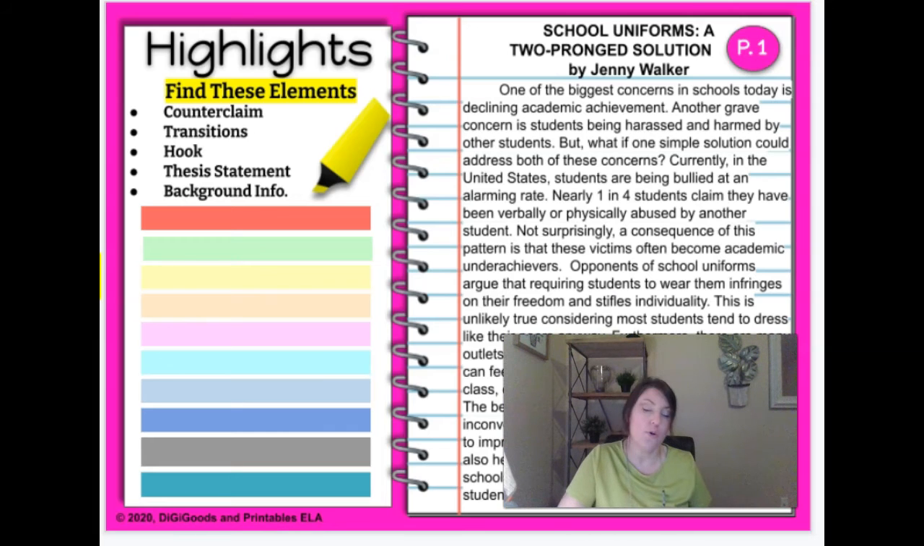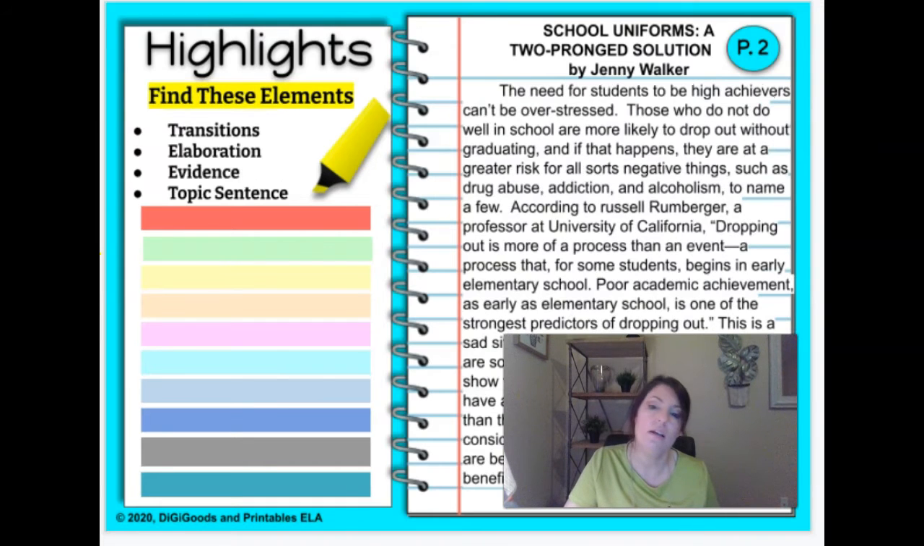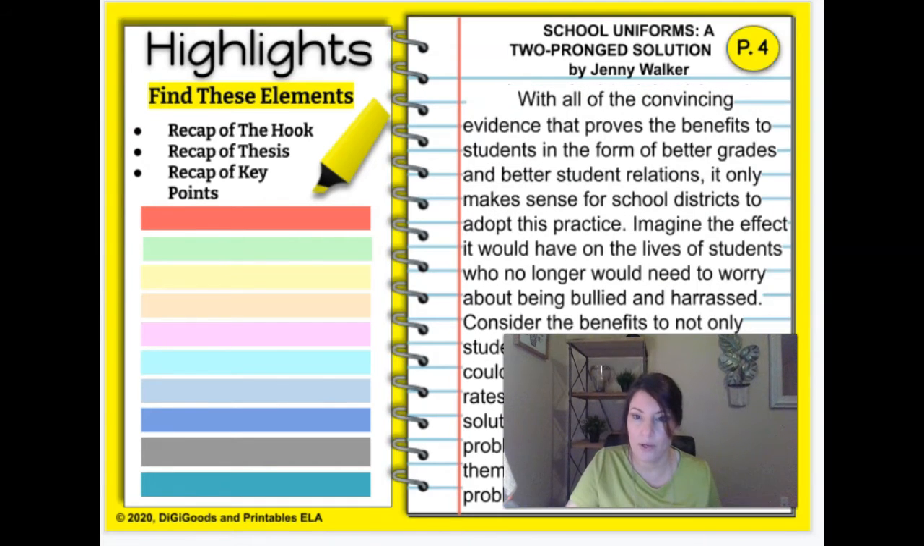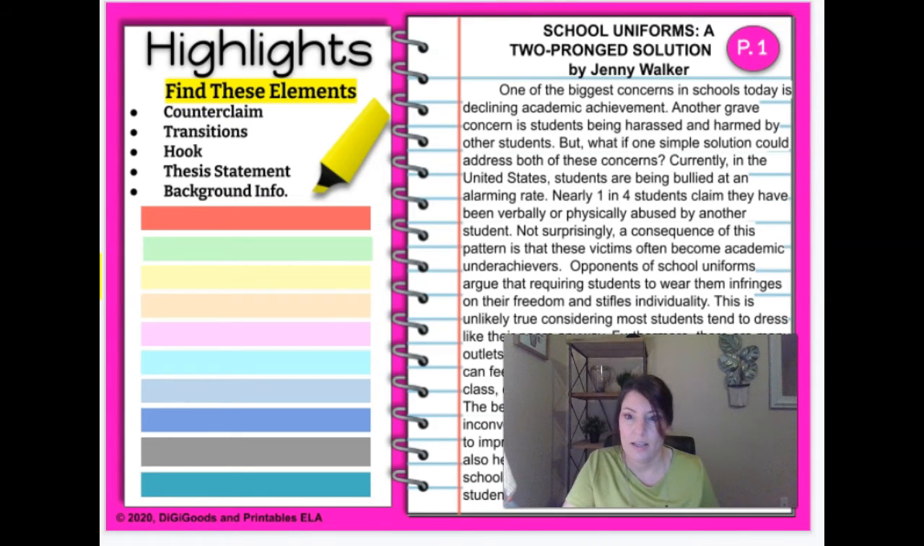This is a four paragraph essay that I have written for this sample, and each paragraph has its own slide. So here's paragraph 1, paragraph 2, paragraph 3, and paragraph 4. Here's a side note. Even if this were a 10-paragraph essay, these are still the elements that you would find, because no matter how long or short an essay is, they all have an introductory paragraph, body paragraphs, and a conclusion. So this essay is about school uniforms, and this is the introductory paragraph. Notice on the left, it says find these elements. So in this paragraph, you know that you're going to be looking for a counterclaim, some transitions, a hook, a thesis statement, and some background information.